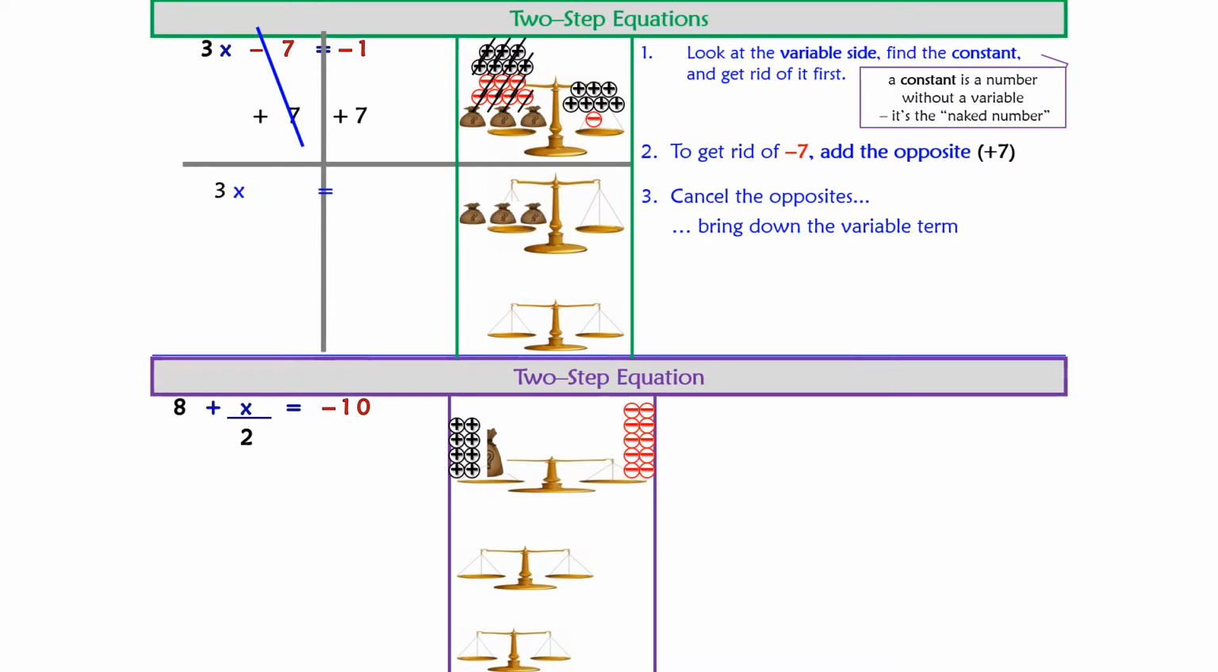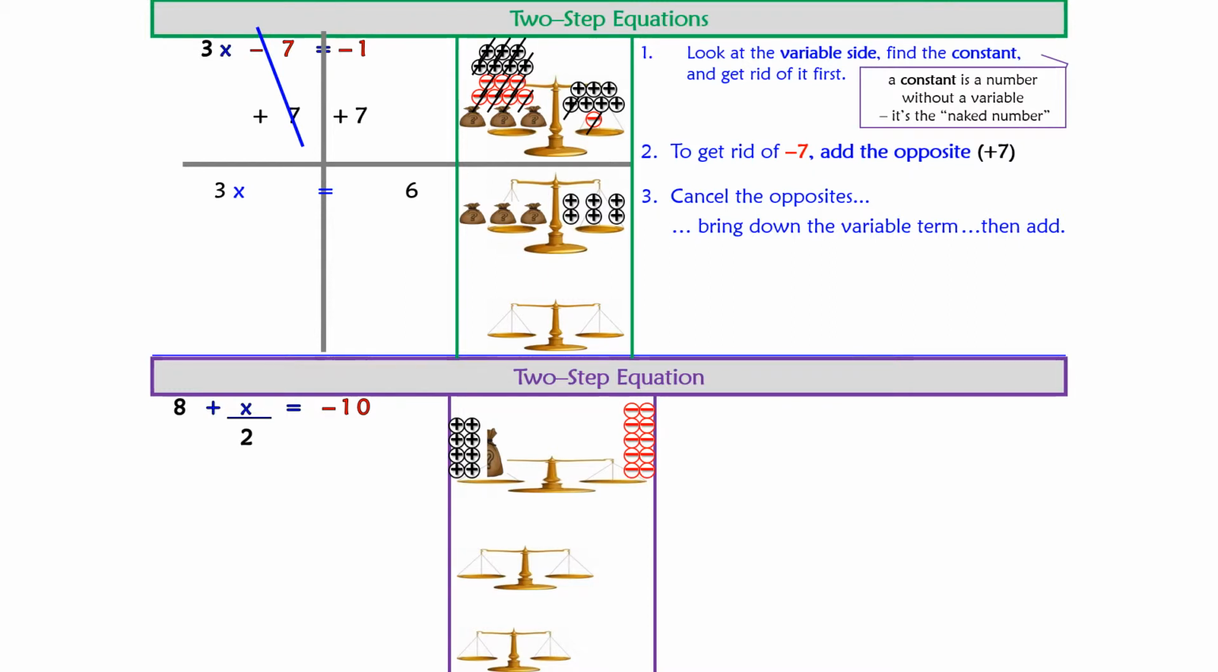Now, on the other side of the equation, we're going to add that negative 1 to positive 7, and we're going to get positive 6. Now at this point, we have a one-step equation.